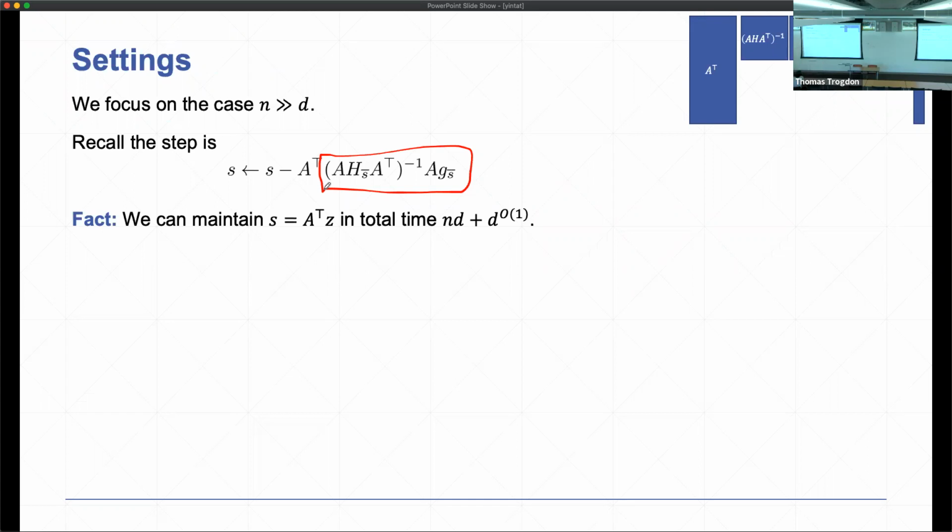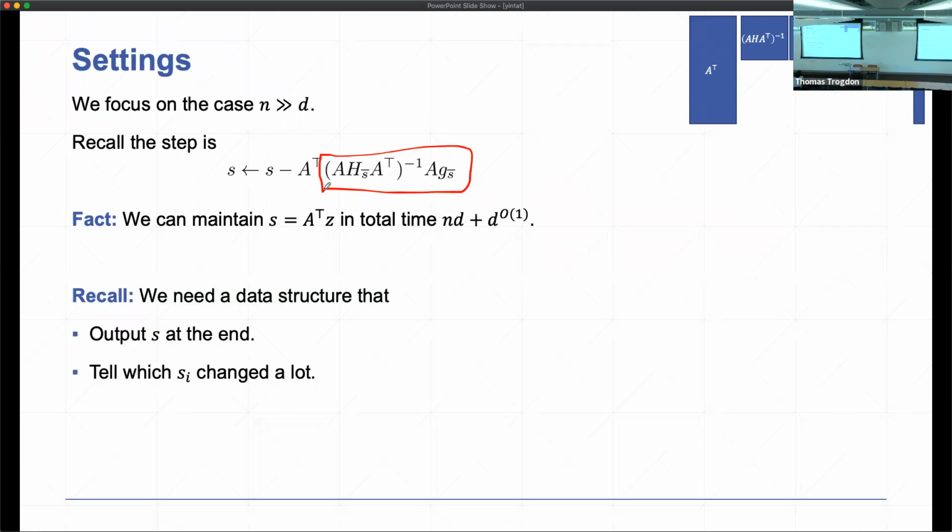S is A transpose times something. And at the end, what we need is a data structure that outputs S. This one is easy because if you already maintain it in that form in the last iteration, you just multiply. So this is easy. The only difficulty is to tell which coordinates of S change a lot.